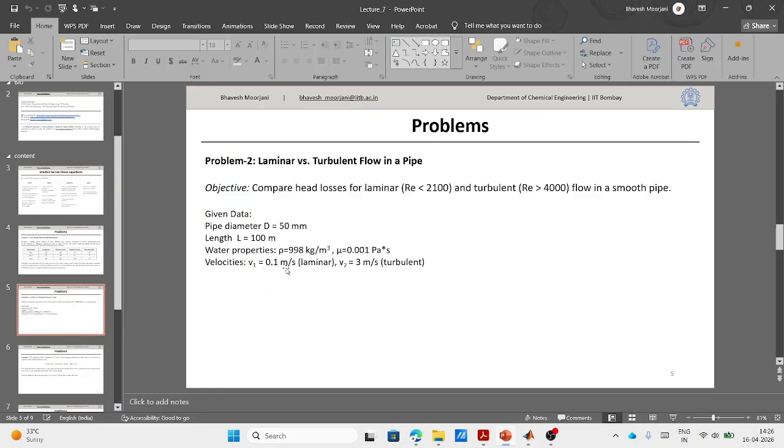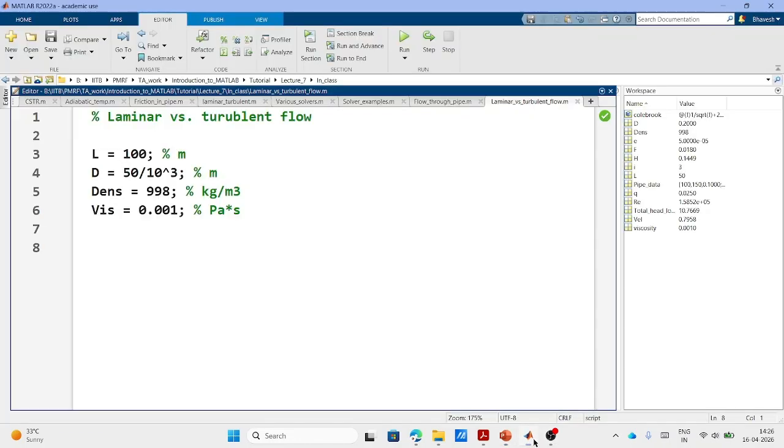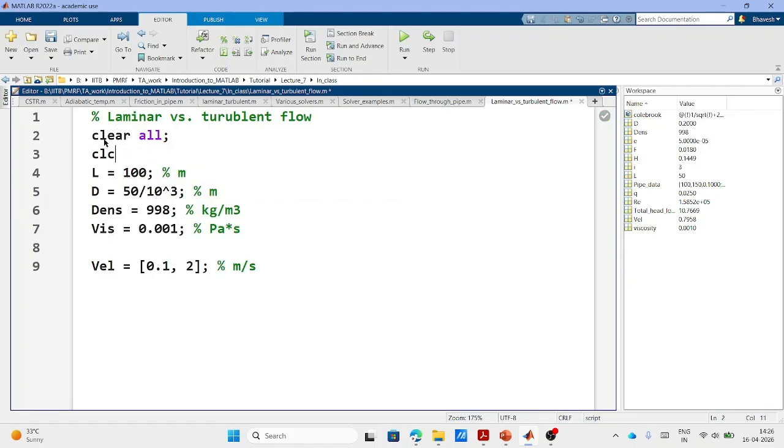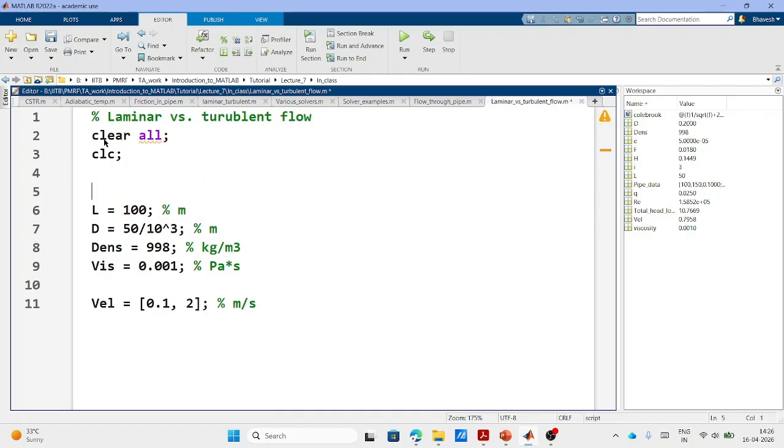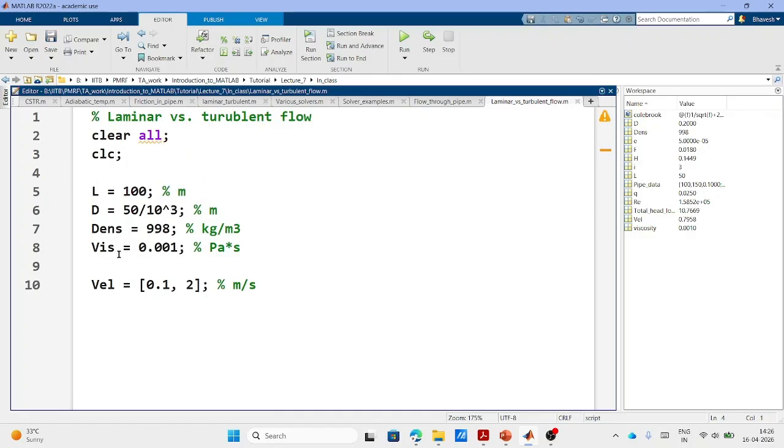What other information you have? You have two velocity values, 0.1 and 3 meter per second, right? So I'm writing velocity is equal to 0.1 comma 2, this much meter per second. Always a good practice to start with clearing all the variables, right? So now we know that.